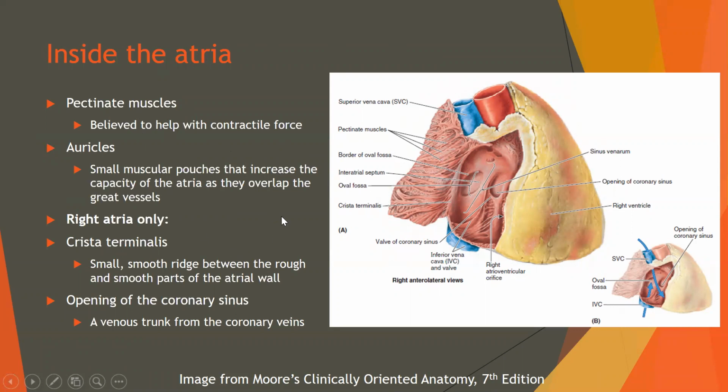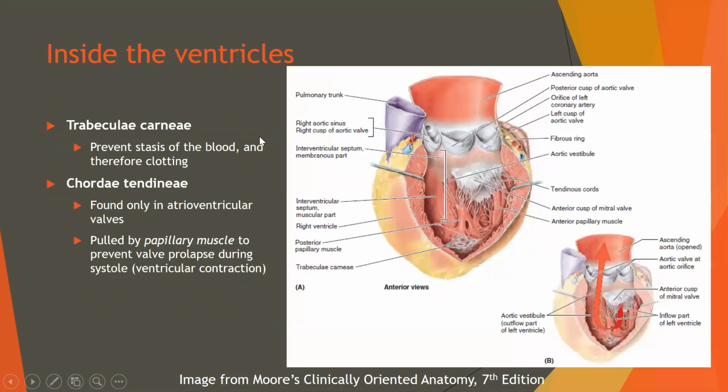The right atria specifically has the crista terminalis in it, which I believe is this thing here. And that is the border between the smooth bits, which are embryological, and the rough bits, which form earlier. So smooth is newer, rough is earlier, and the crista terminalis is the border between the two. And then you've got the opening of your coronary sinus inside the right atrium, which is the venous return from the cardiac veins.